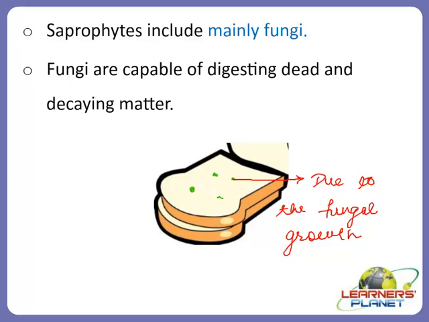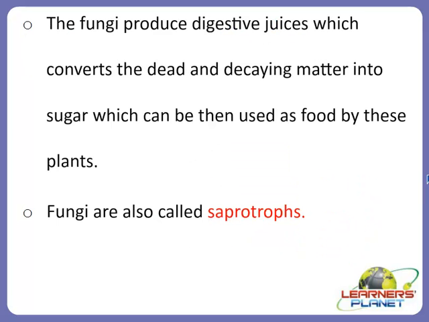So there are other examples also, but before that let us study more about fungi. The fungi produce digestive juices which convert the dead and decaying matter into sugar, which can then be used as food by these plants. And that is why they are also called saprotrophs. So remember that they are called saprophytes, or they can also be termed saprotrophs. Both are one and the same. So saprophytes or saprotrophs get their nutrition from dead and decaying organic matter.